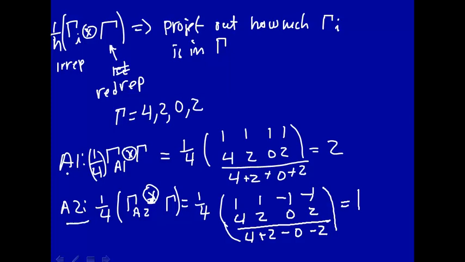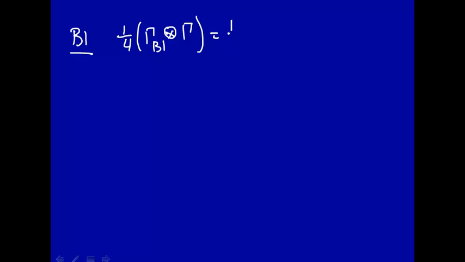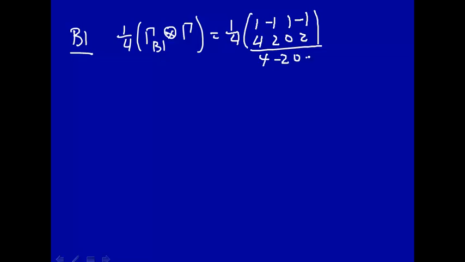And now let's project out the other two. We'll go B1, projection of that, that'll be 1/4 of the irreducible representation B1 times the reducible representation. Let's just see what B1 is. 1, minus 1, 1, minus 1. And we're going to do the 4202 reducible representation. That's 4 minus 2, 0 minus 2. Oh, that's equal to 0. So there is no B1 irreducible representation in this reducible representation here.